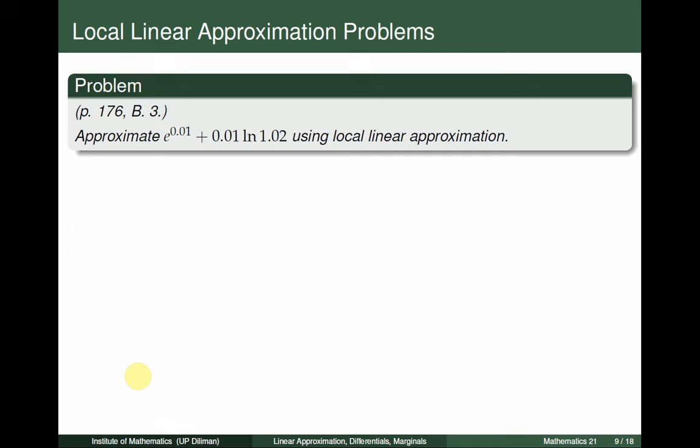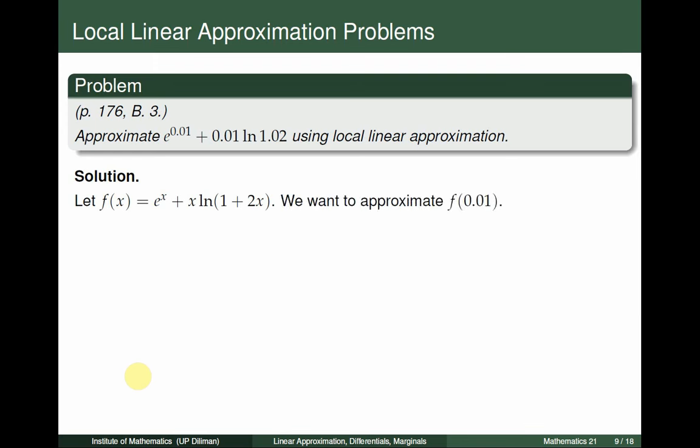Once again, just like the previous problem, we don't have a function here to approximate. So we will make one up using the expression here. So what's a good candidate function? That's right. A good candidate function is e to the x plus x ln of 1 plus 2x. Then, we want to approximate f of 0.01. What is the closest integer to 0.01? That's 0. So, we let x not be 0. So, delta x will be 0.01.